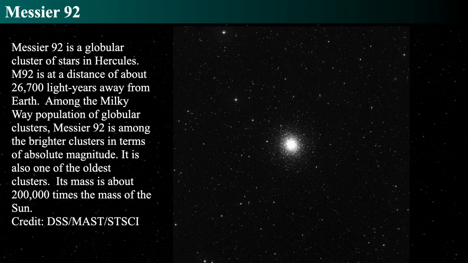Okay, so M92, Messier 92, is a globular cluster in the constellation Hercules at a distance of about 30,000 light years. It's not as massive or as bright as the previous one, NGC 2808, but it's a Messier object. It is one of the brighter objects in terms of its absolute magnitude. It's also one of the oldest, and it has a mass of over 200,000 times the mass of the sun.